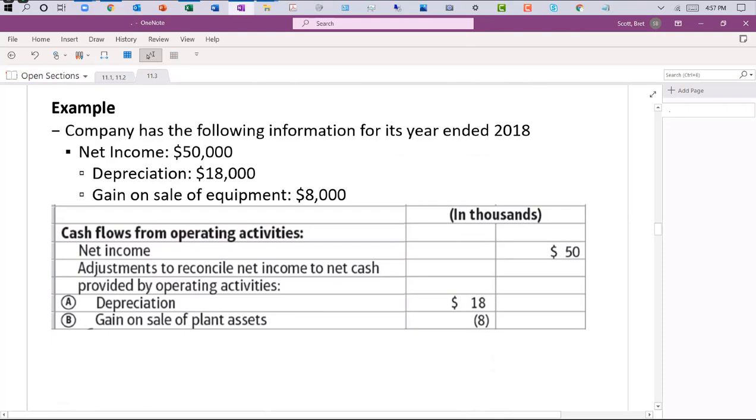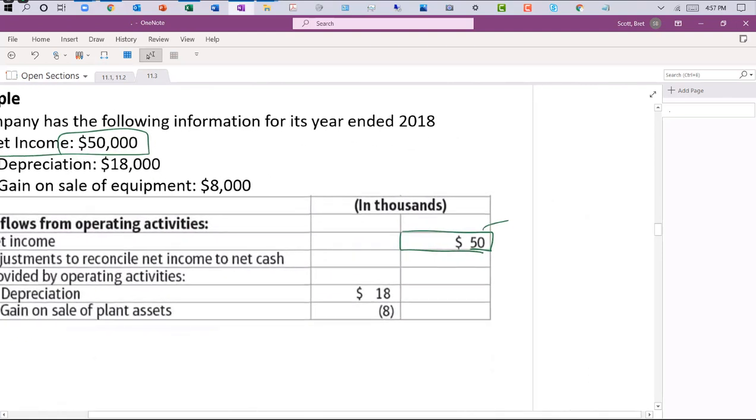So if we're doing the indirect method, we know at the very top, we're going to start with net income. So there's the 50,000. Now this is net income. If it was a net loss, I would put this in brackets to represent a negative number. That's 50,000, abbreviated, of course. Okay, just to keep my numbers straight.